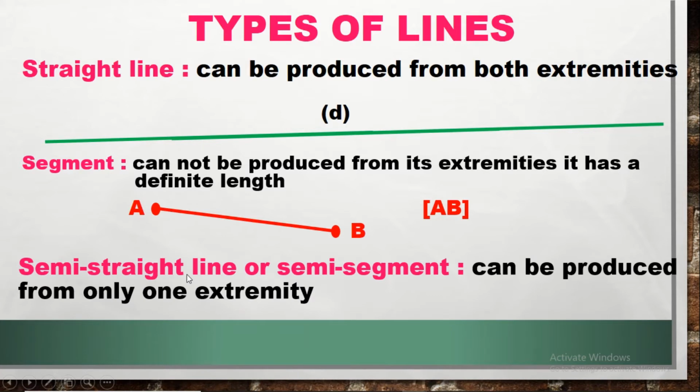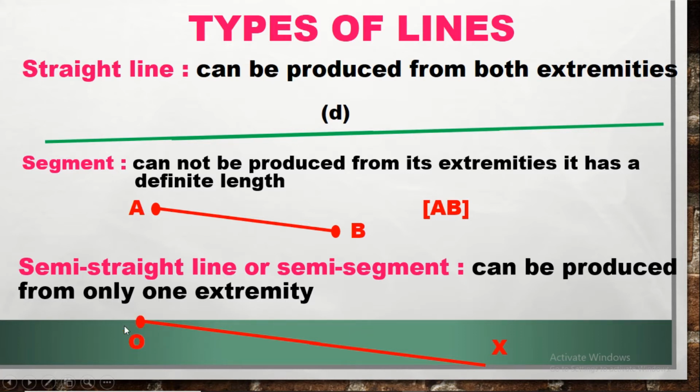What about the semi-straight line or the semi-segment? Look at the figure to understand it more. It's limited from the first point, but it can be produced from the other extremity. That's why we call it a semi-straight line. Semi-straight line, it can be produced from one extremity, or semi-segment, it's limited from one and only one extremity.